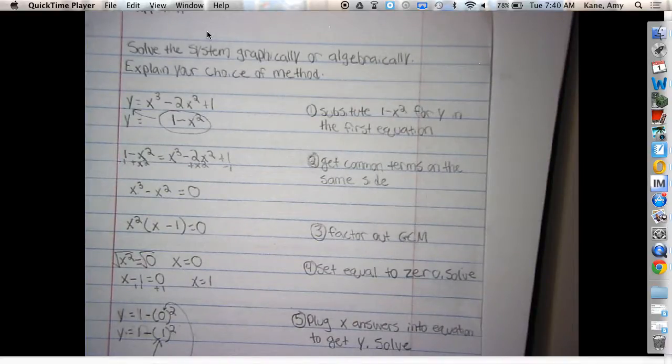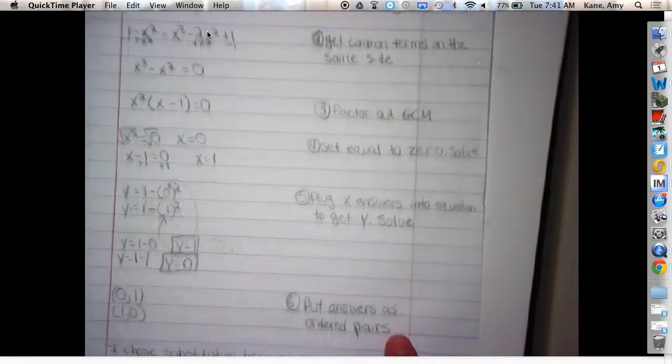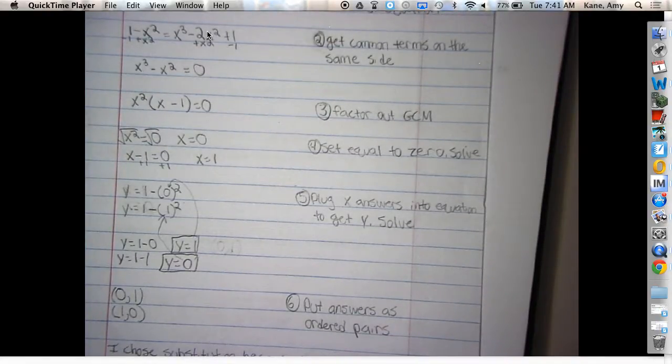So you get x cubed minus x squared equals 0. And then since each term has an x squared in it, you factor that out and you get x squared times (x minus 1) equals 0. And then you set each factor equal to 0, so you get x equals 0 and x equals 1. And then you substitute each x into the first equation to get the y. So I got y equals 1 and y equals 0. And then you put the answers into ordered pairs. So you get (0, 1) and (1, 0).